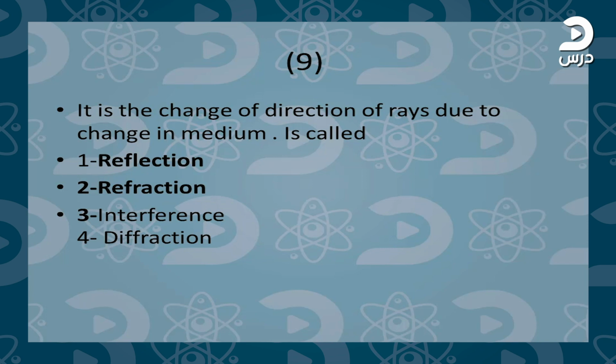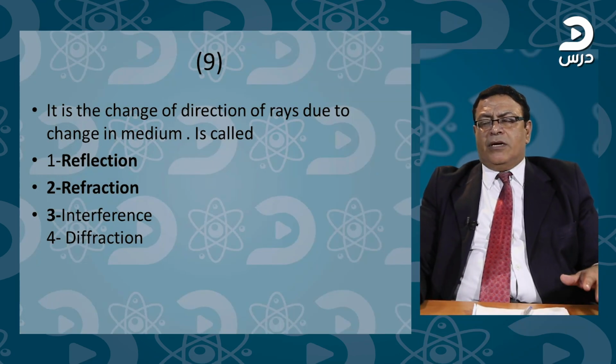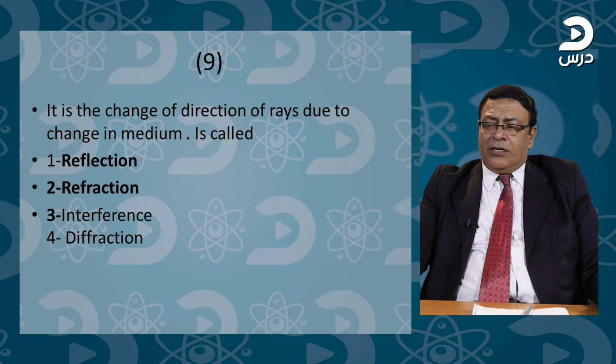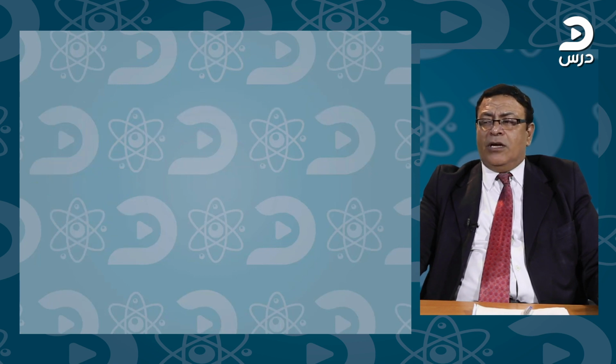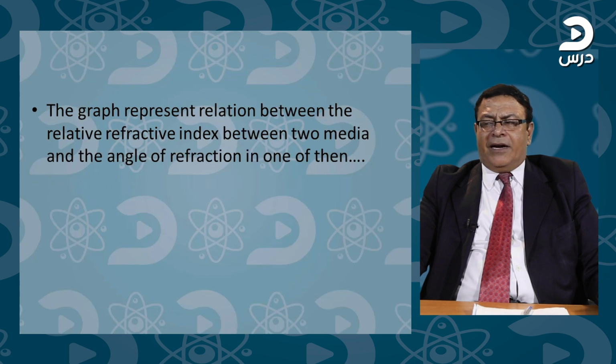Interference involves superposition between two similar waves, so this is not interference. Diffraction is the bending of light due to a narrow hole, so this is not diffraction. So the answer is refraction. Refraction is the change of medium, which causes a change of direction, because the velocity also changes. So the answer: it is the change of direction of a ray due to change in medium, called refraction.